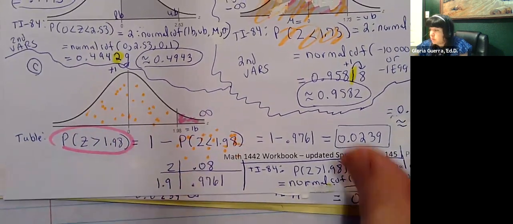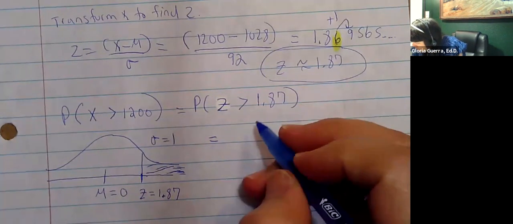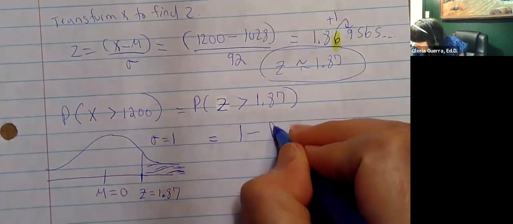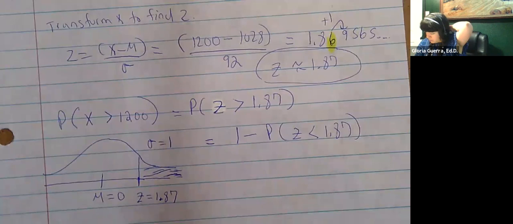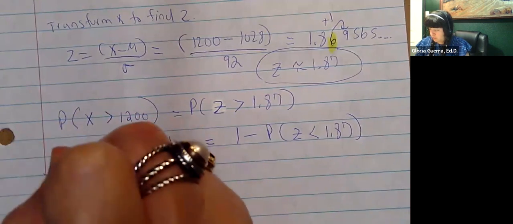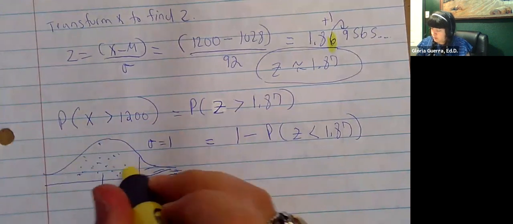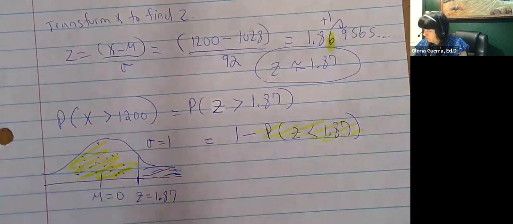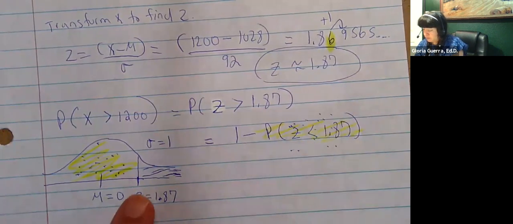Okay, so just making sure I'm consistent with that. For us, this is going to be the area to the right of 1.87. This is going to be 1 minus the probability that z is less than 1.87. So the whole area of the curve is 1, and you're trying to take this out, yank this out, subtract this out, and then you'd be left with just that.